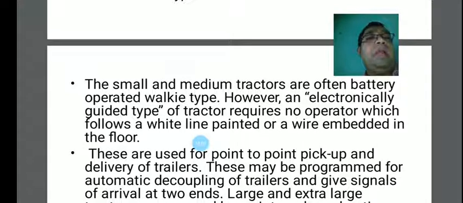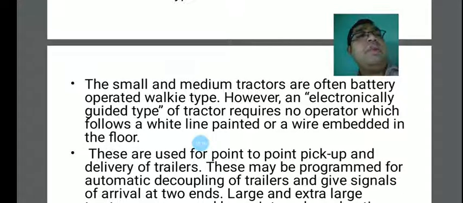However, an electronically guided type of tractor requires no operator, and this type has been produced recently.